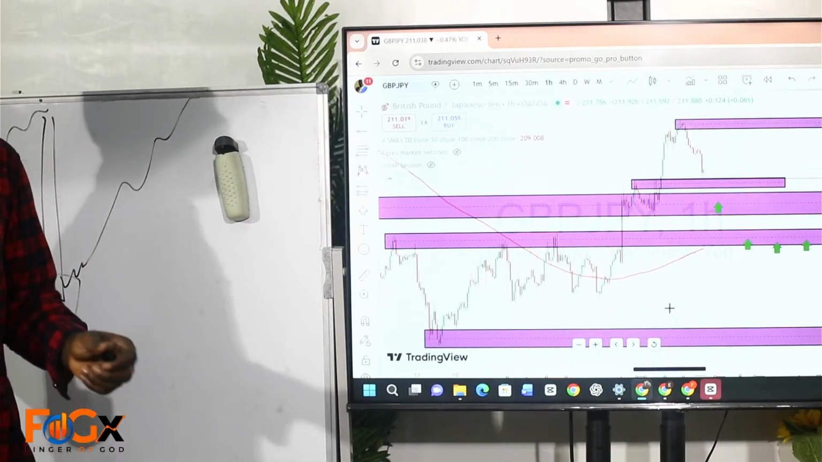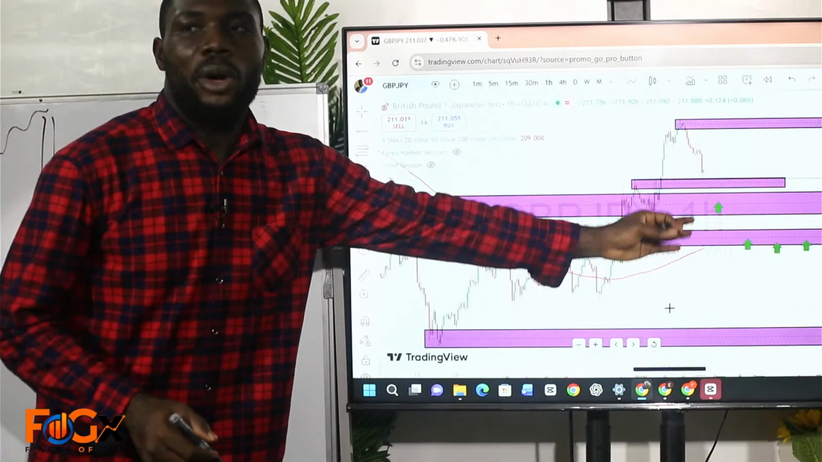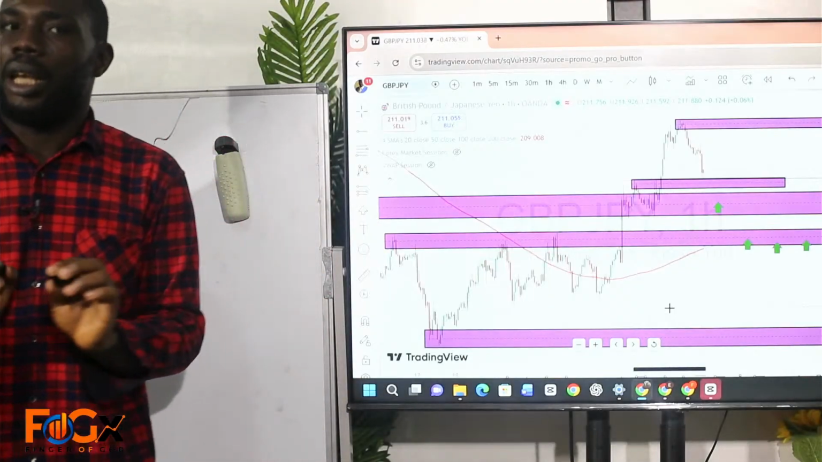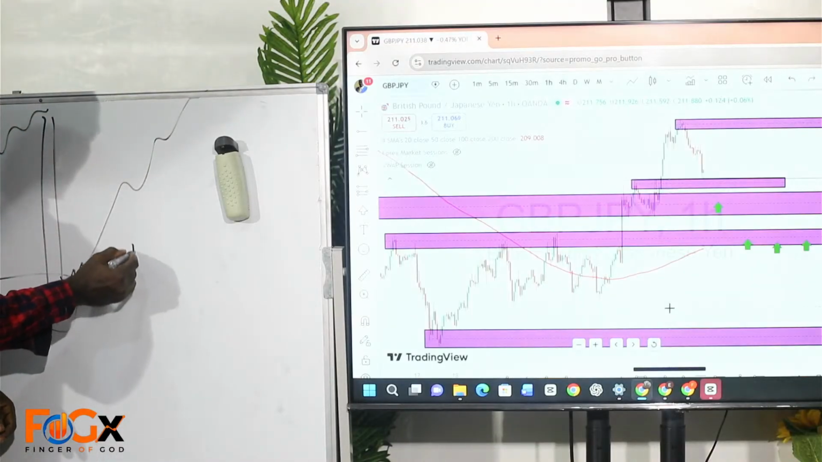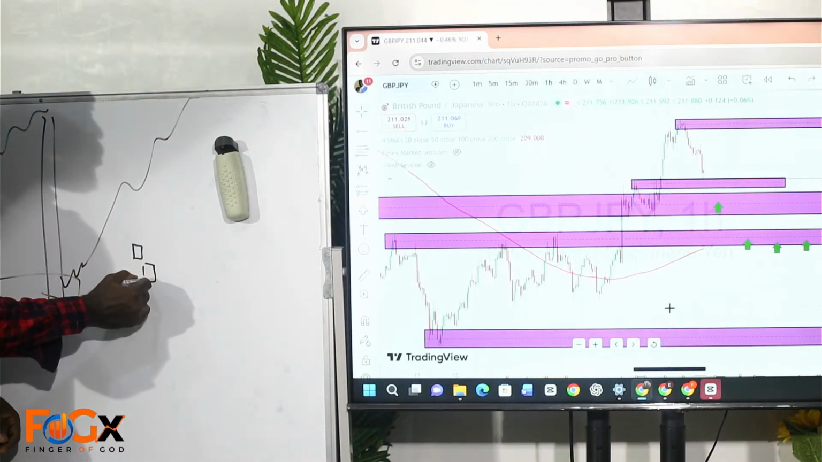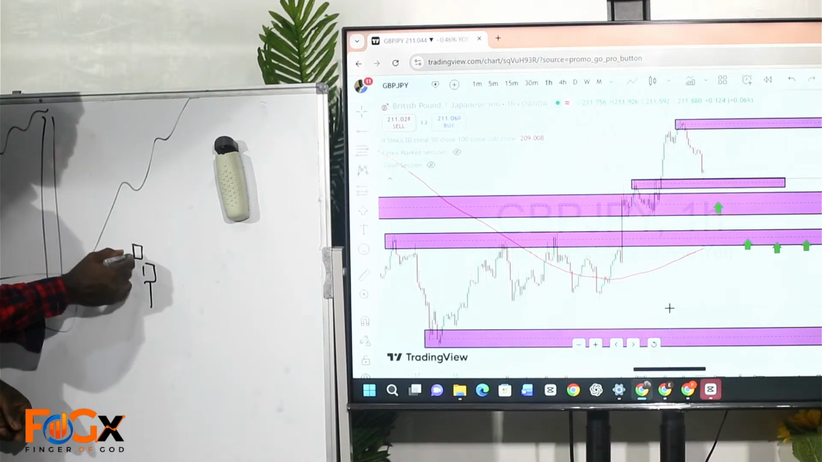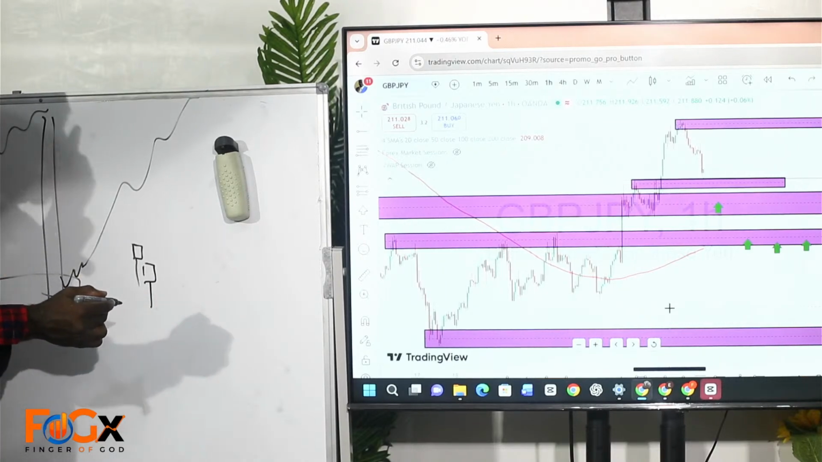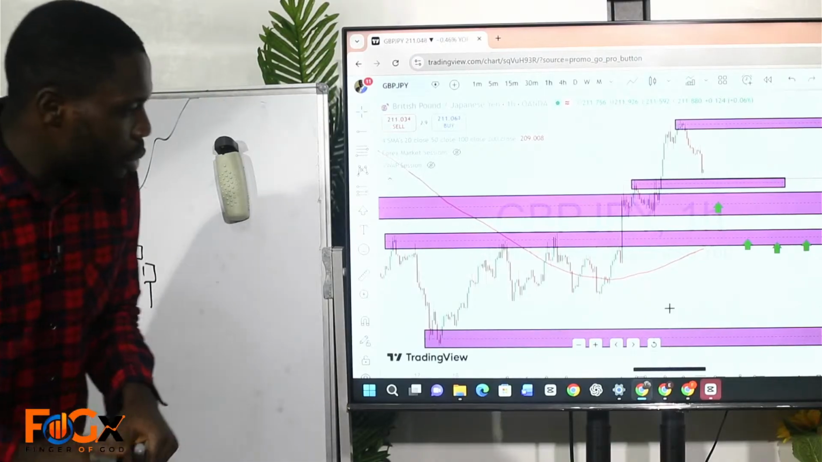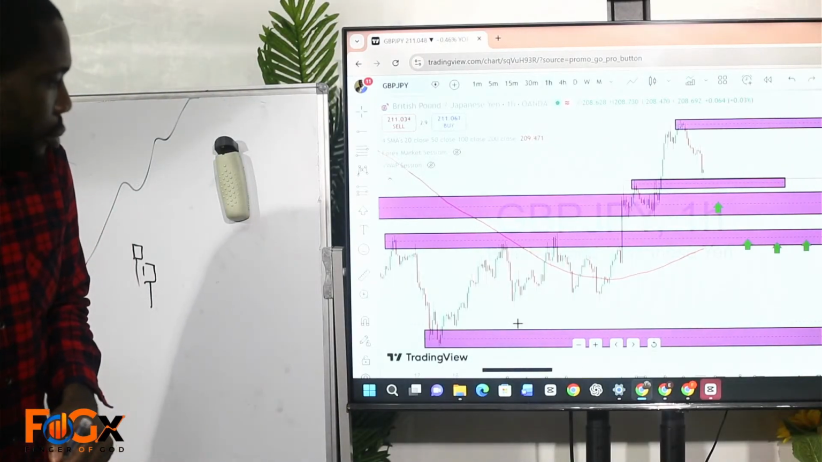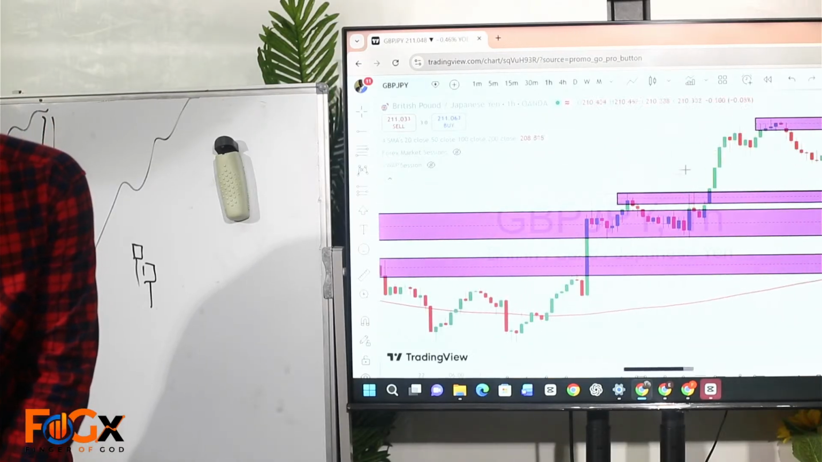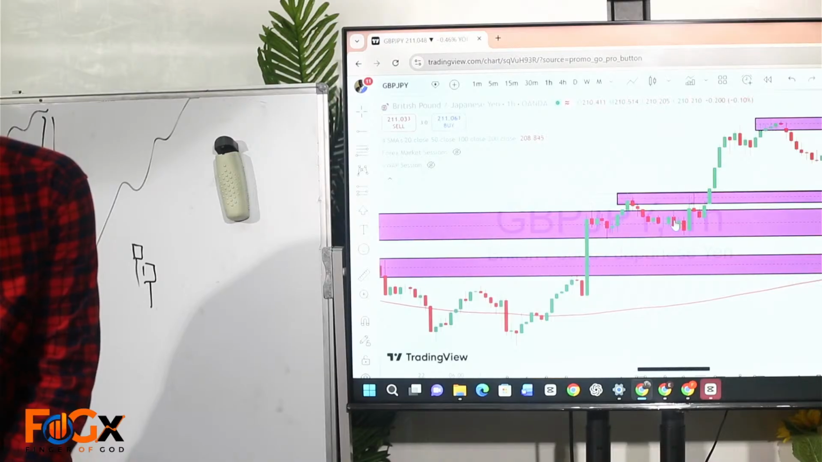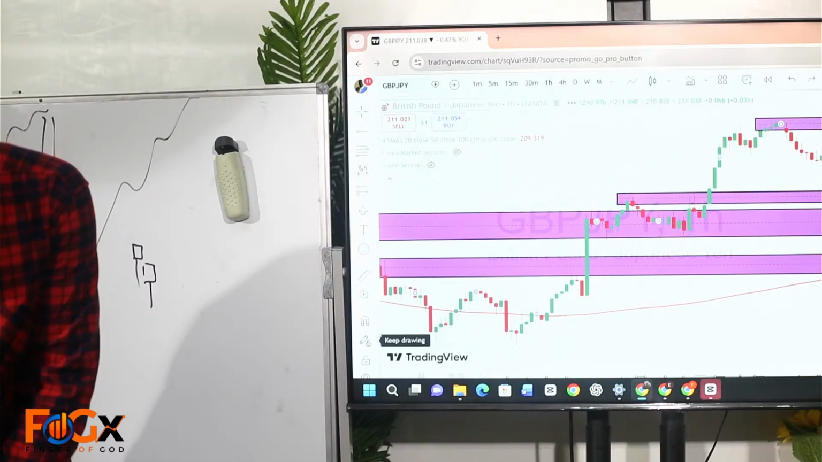Now, in all these regions, what we are going to be waiting for is candlestick exhaustion. We are just going to wait for a bearish candlestick that now has small bodies but heavy wicks. I don't know if you understand what I'm saying. Let me show you an example. Let me hide this.